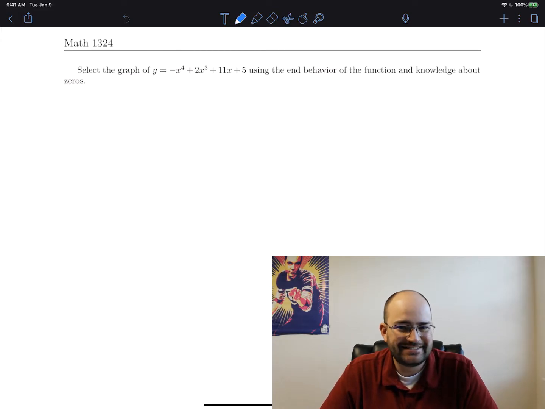This is Chapter 10, Section 3, Example 3, I believe. And in this example, we want to select the graph of y equals negative x to the fourth plus 2x cubed plus 11x plus 5, using the end behavior of the function and knowledge about zeros.